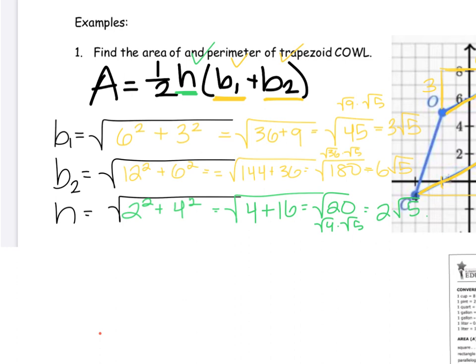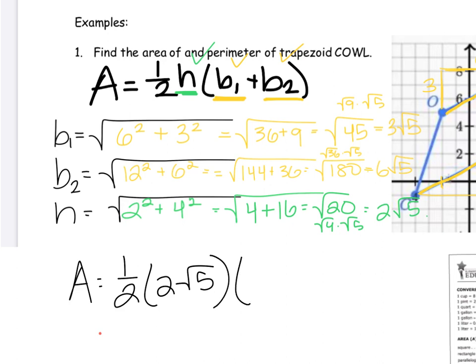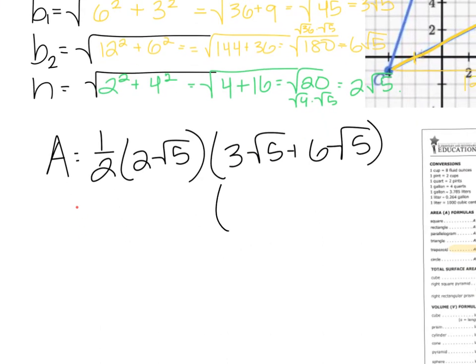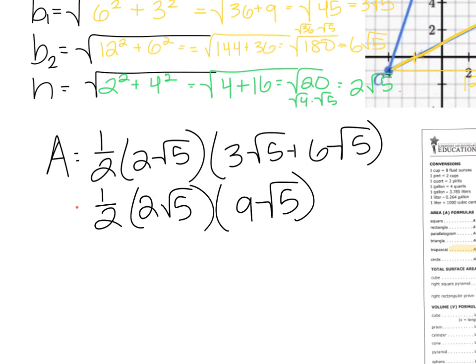So I have now found how long is my height, how long is each base, and I am ready to fill in my formula. So my area is 1/2 times my height of 2 root 5 times the sum of my bases, 6 root 5 plus 3 root 5. I'm going to combine my like terms in parentheses here to give myself 9 roots of 5, and then I have half of 2 root 5 times 9 root 5.